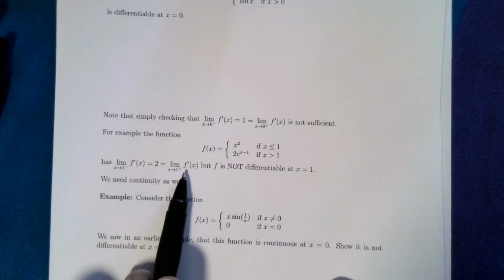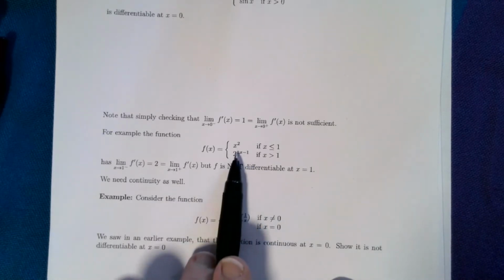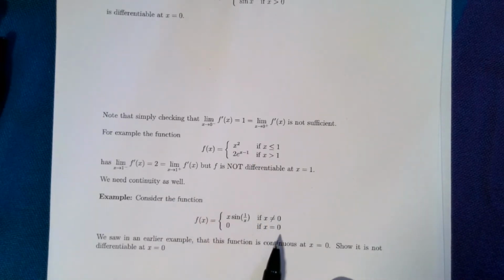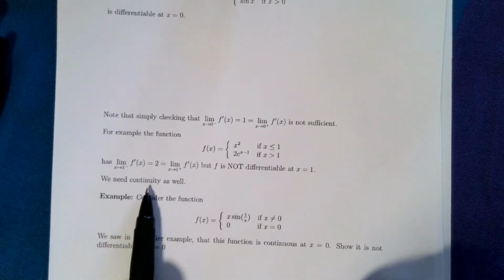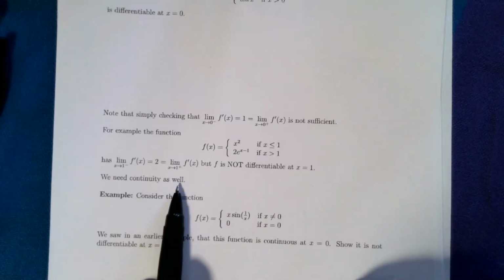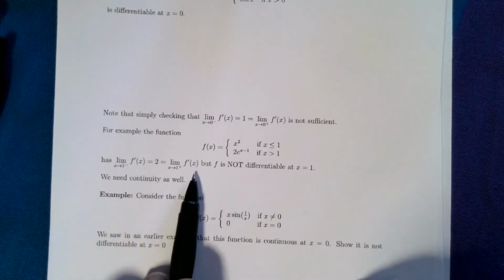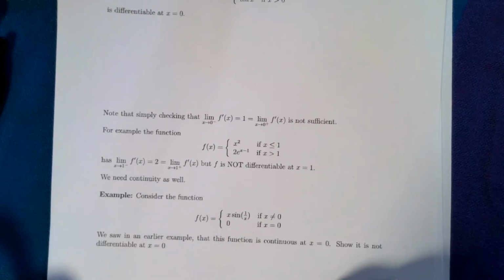The two curves don't glue up properly. You might like to draw a picture of this to see exactly what's happening near 1. So the point about this is we need continuity as well as just checking the derivatives. Well, just to have a look at a couple more examples of this.